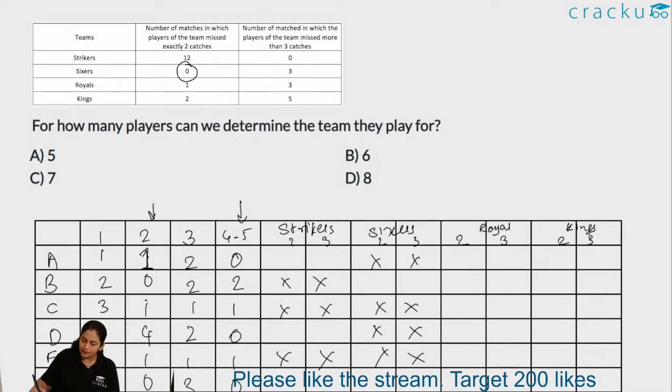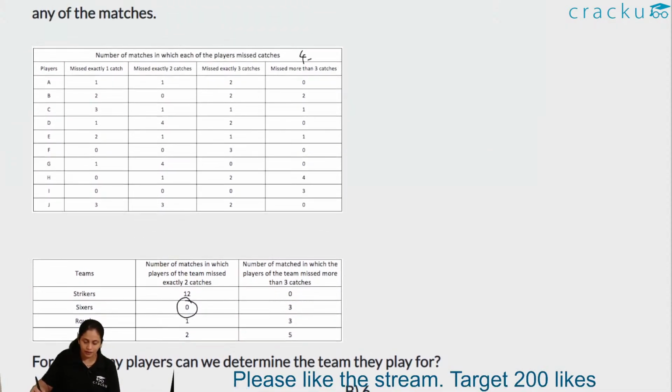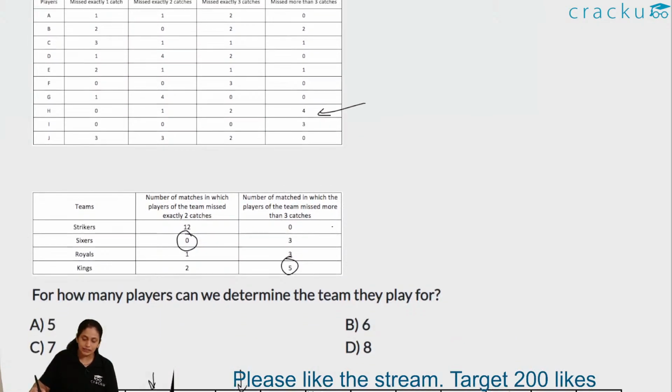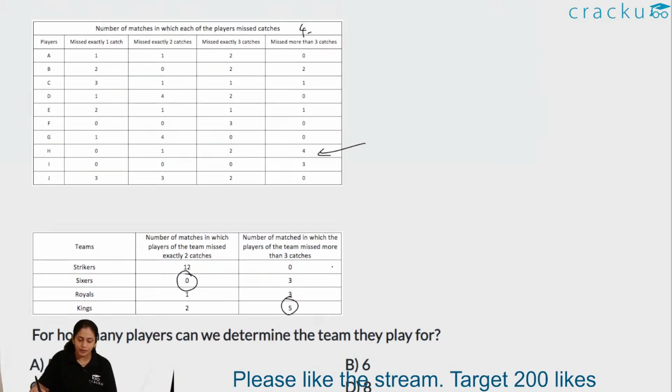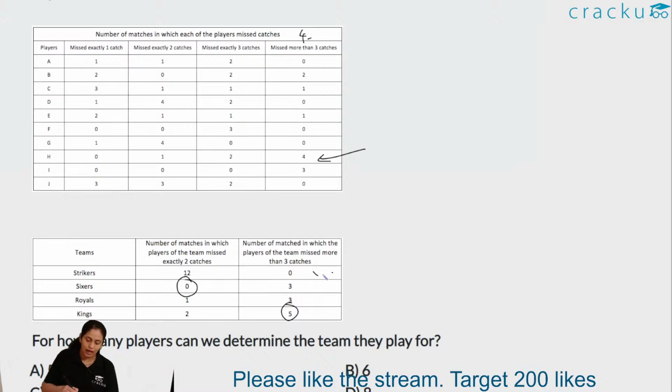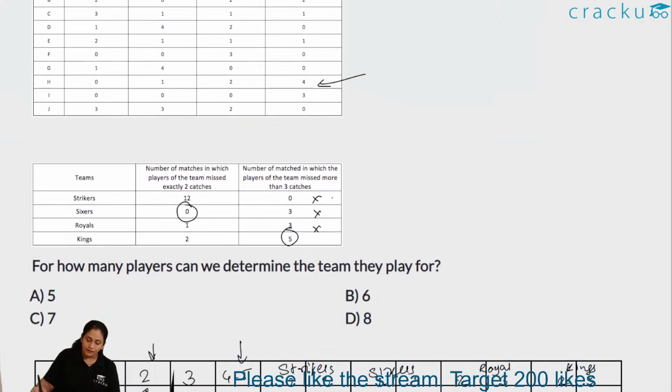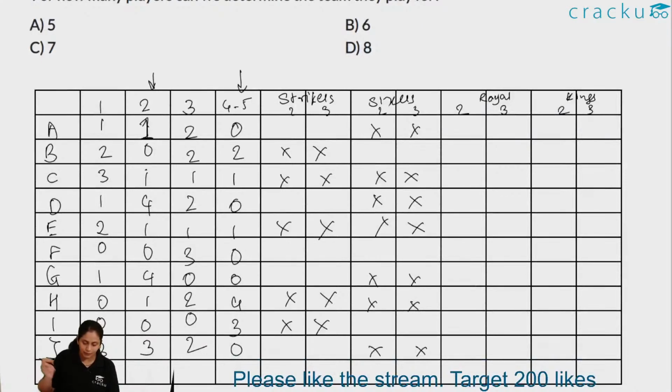Now if you look at Kings, they have 5 matches in which they have lost more than 3 catches. Now if you look at the individual players, consider H. Where can H go? Can he go over here? No, he can't, because that person has missed more than 3 catches in 4 matches. So he can't go over here, here, or here. He can only go into Kings, which means that H is definitely part of the Kings.